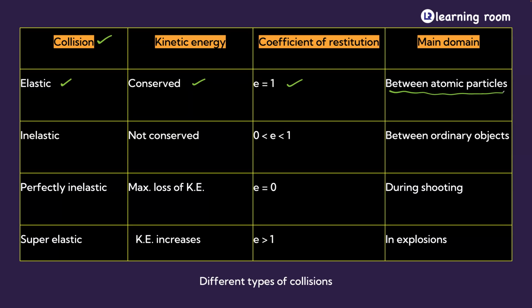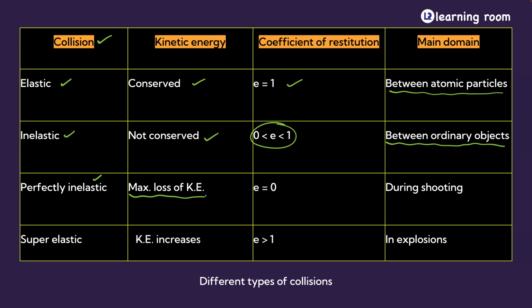Next, what about inelastic collision? In inelastic collision, kinetic energy is not conserved, and the coefficient of restitution is going to be somewhere between 0 and 1. Suppose in a problem, they say that the coefficient of restitution is 0.5. Define the type of collision. What will it be? Inelastic, right? When it is between 0 and 1, it takes place between ordinary objects. So what about the third case? That is a perfectly inelastic collision. In perfectly inelastic collision also, there is going to be kinetic energy loss, but the loss in kinetic energy is going to be maximum.